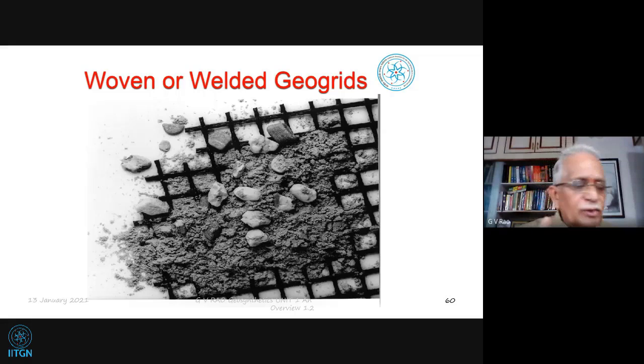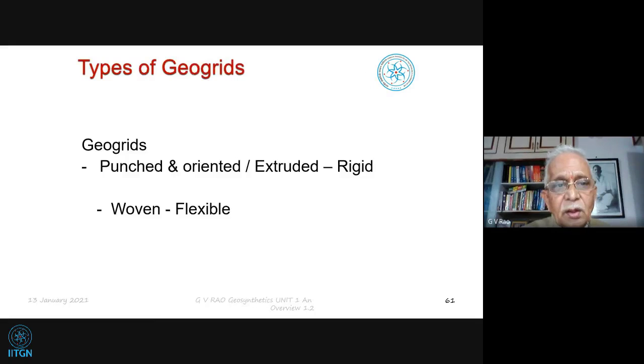And if both sides are similar, we can say that it is biaxial now. So this is basically based on weaving technology. You also see that they are highly flexible. They are like a cloth material. So because of this, we call them a woven flexible kind of material, the geogrid. And earlier I have shown you the rigid ones.